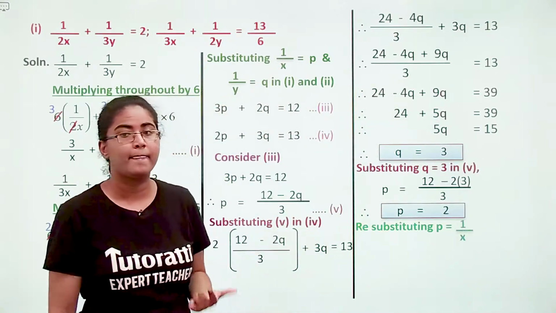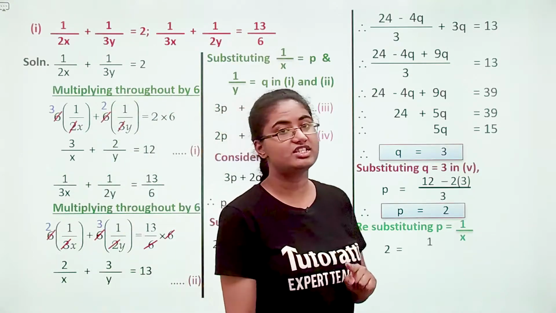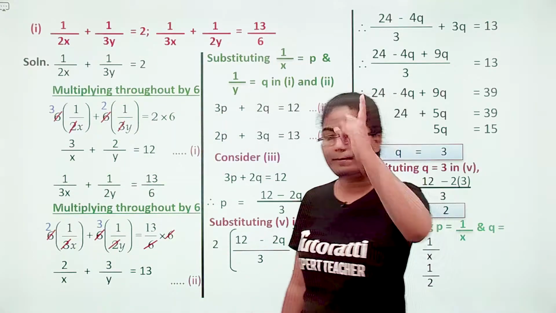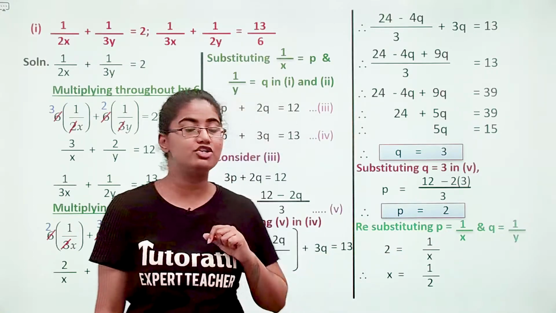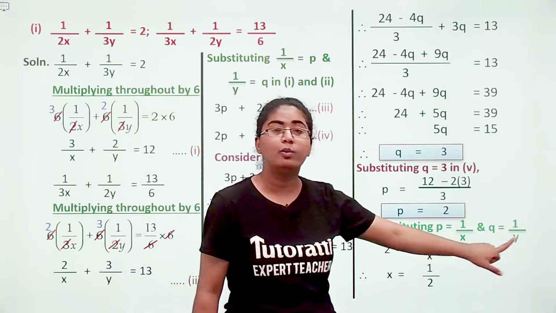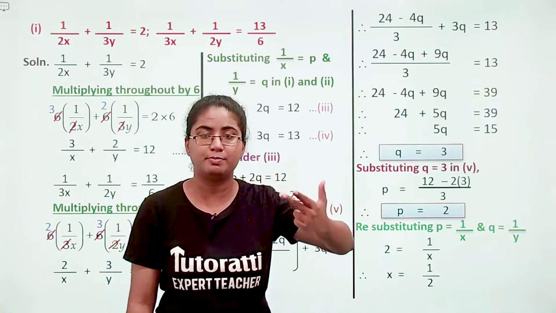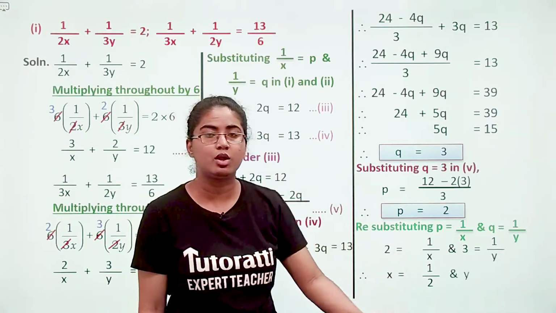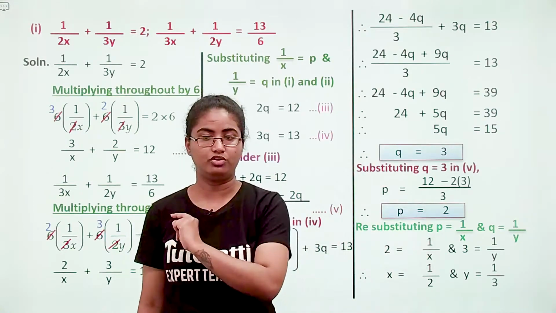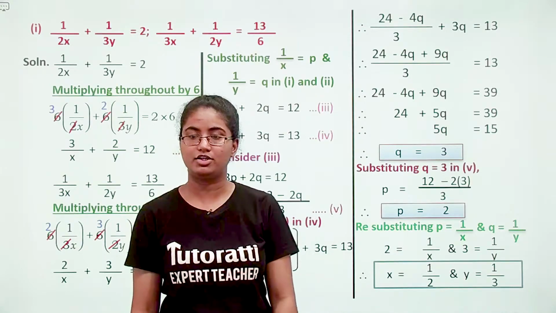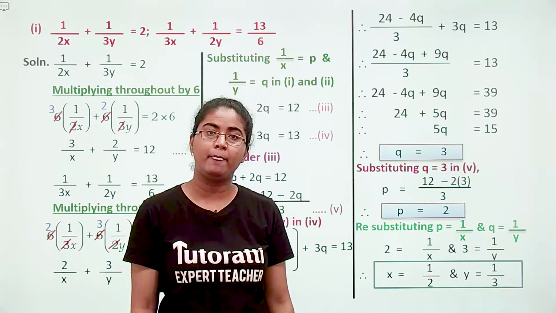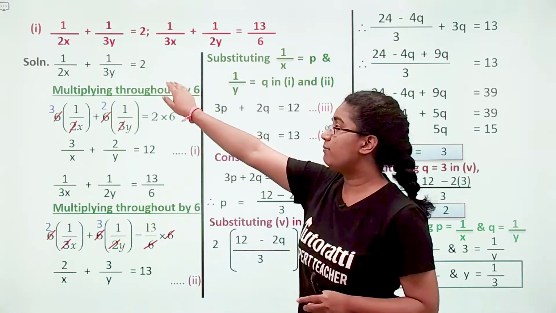Resubstituting P as 1 upon X. तो X का value क्या मिलेगा? 1 upon 2. Excellent. And Q as 1 upon Y. तो Y का value क्या मिलेगा? Reciprocal. If Q is 3, Y will be 1 upon 3. And that is your answer. Clear है? Alright? Numbers and variables दोनों होंगे.